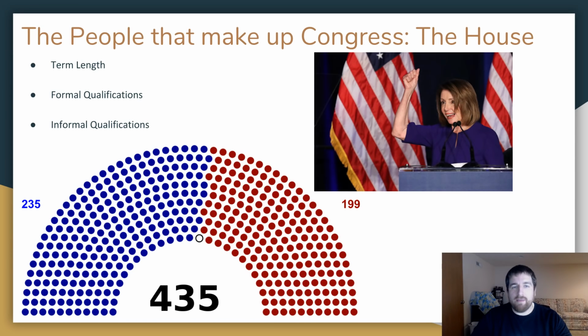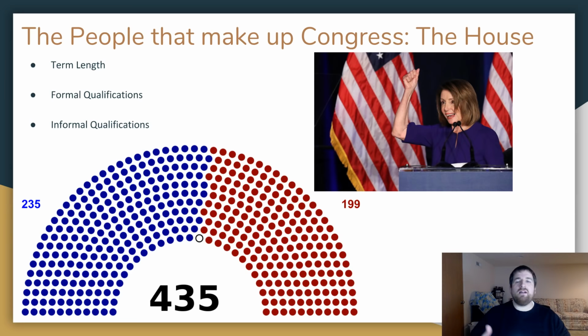Let's move on to talking about the people that make up Congress, and let's once again start with the House. Now, to review something that we've talked about before, term length in the House is 2 years. That means that every single House representative only serves a 2-year term after being elected. All 435 members come up for re-election every 2 years. Specifically, they come up for re-election in even-numbered years. So 2018, 2020, 2022, so on and so forth.